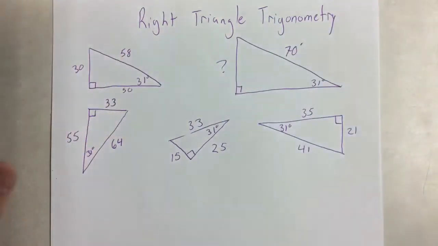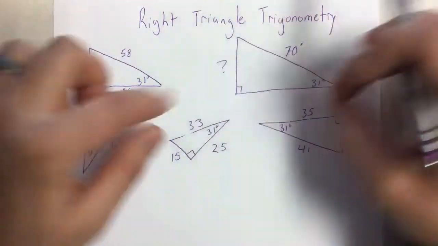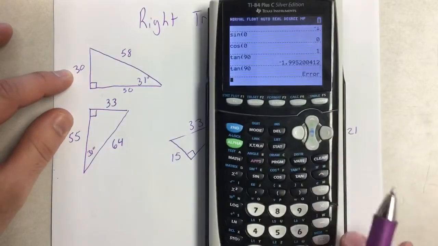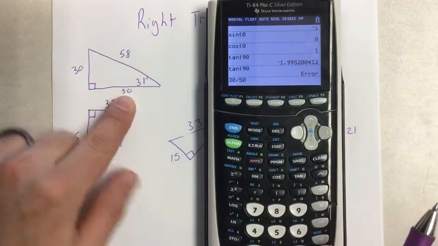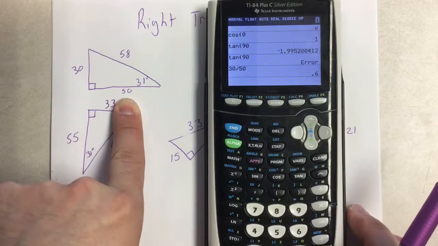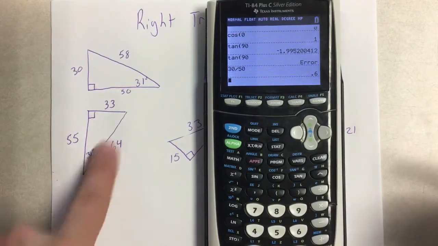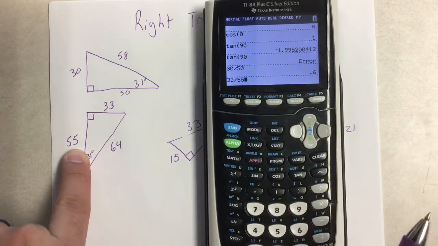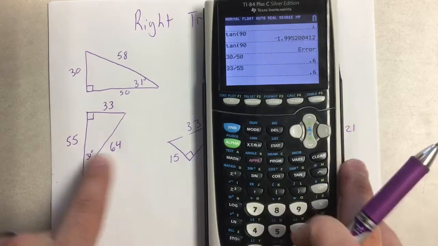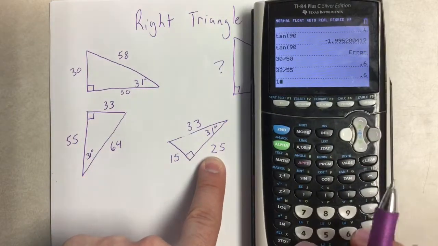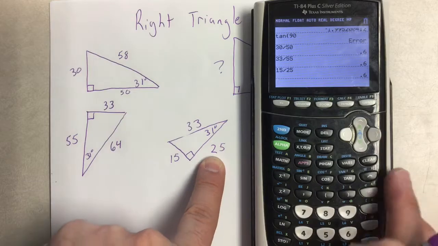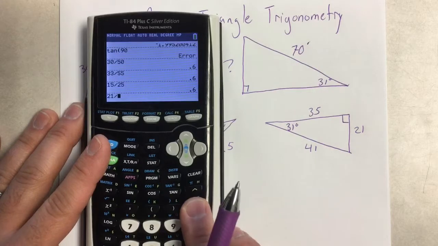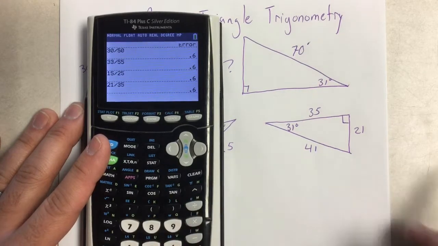I'm going to show you this here. I have these four triangles and I have this one that's kind of empty. If I were to take, say, 30 and divide it by 50, I get 0.6. If I do the same thing here, the shorter leg, 33, divided by 55, we get 0.6. If I come here and 15 divided by 25, we get 0.6 again. And if I take 21 and divide it by 35, we get 0.6 again.